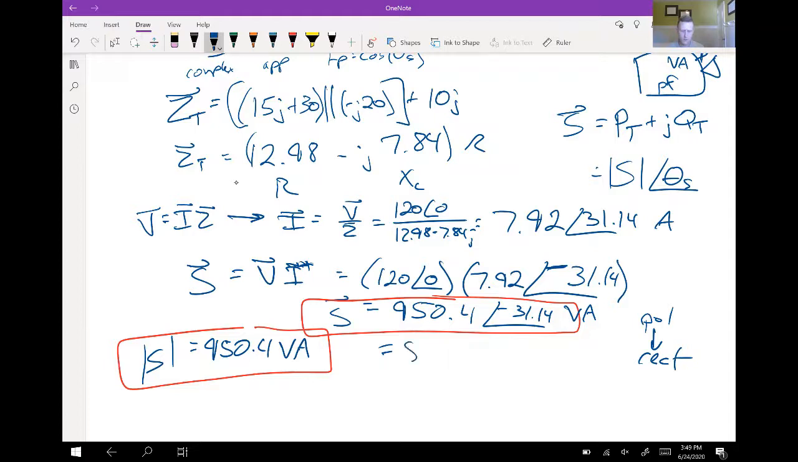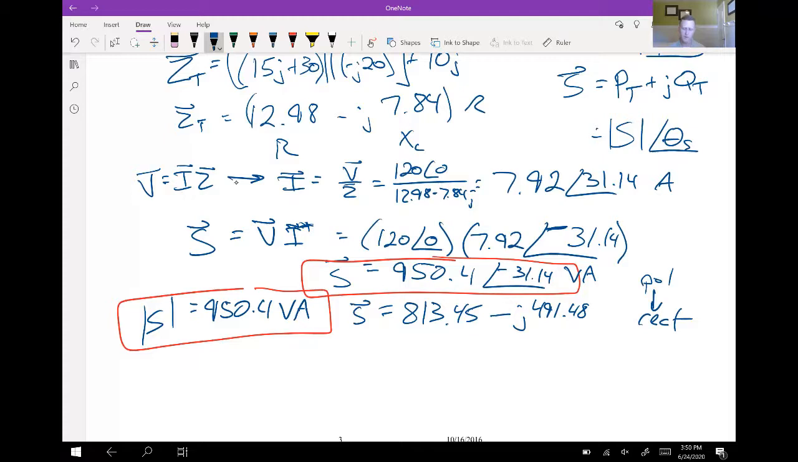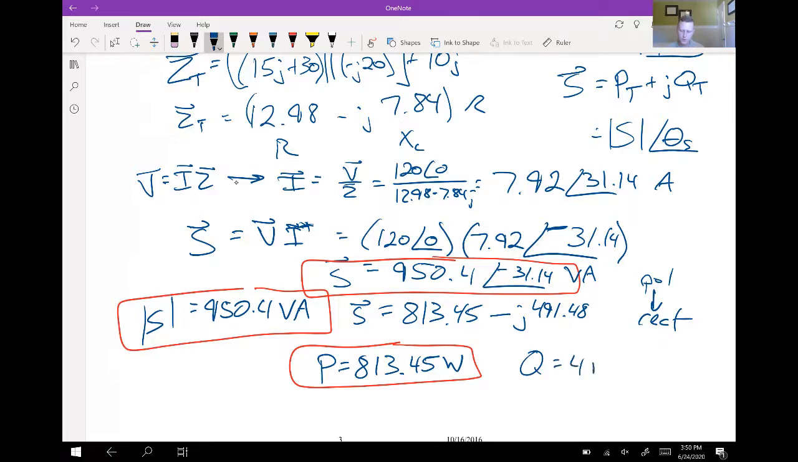So I can just convert that: 813.45 minus J 491.48. That is still my S vector. But now, without doing any calculation, I can solve for each of the parts. Actually, I'll box that in red. And my Q is 491.48 VAR, volt amps reactive, and it's capacitive because I have a negative J.